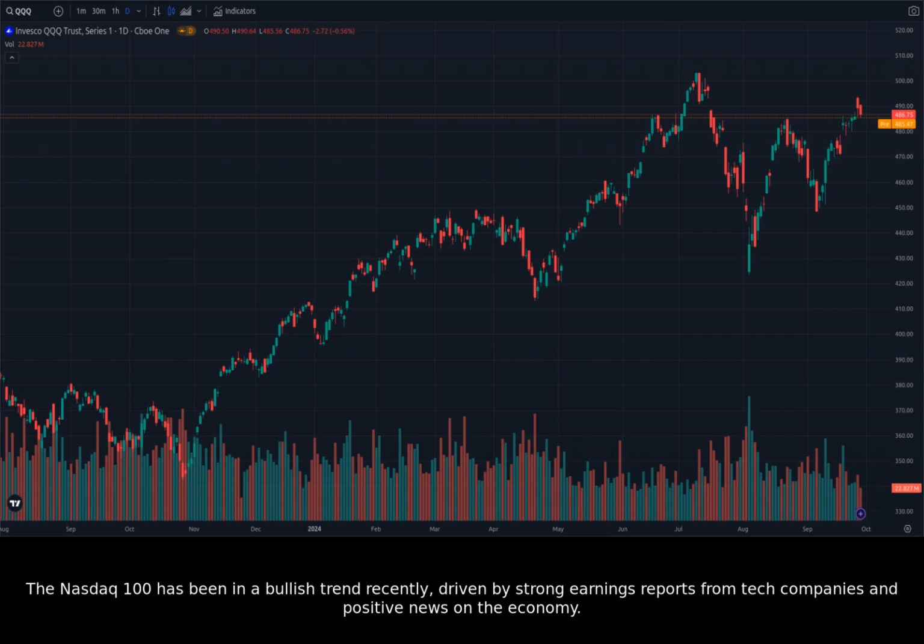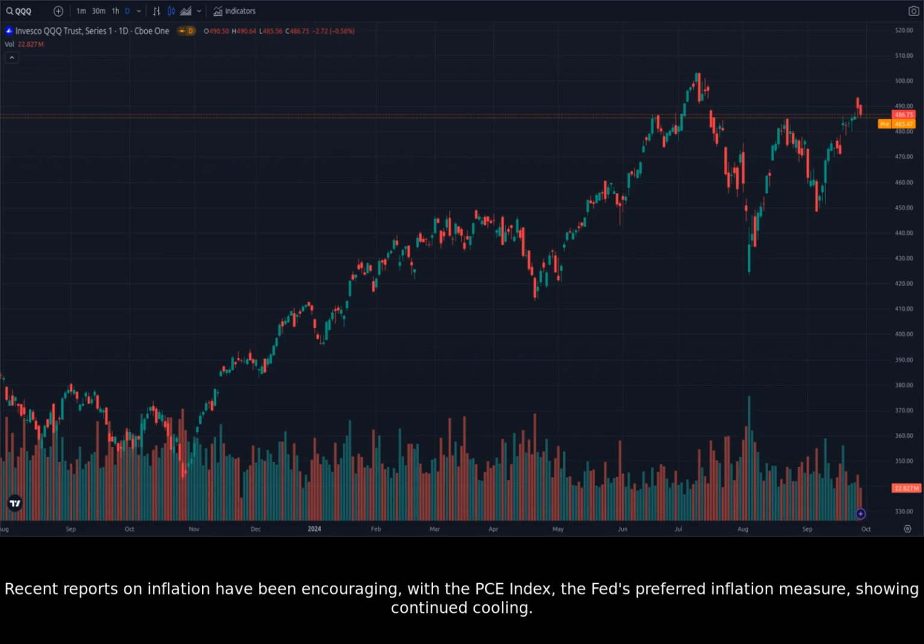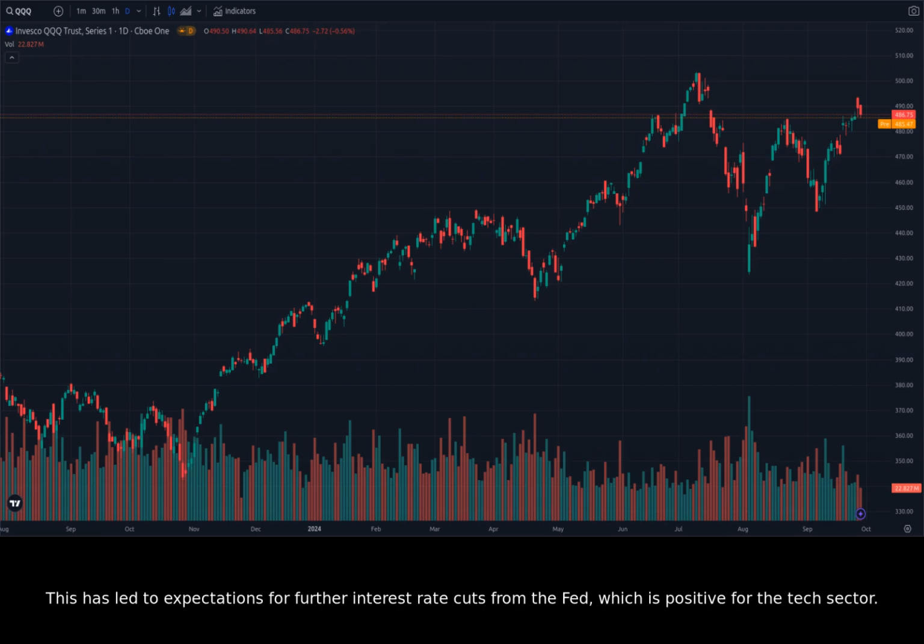The Nasdaq 100 has been in a bullish trend recently, driven by strong earnings reports from tech companies and positive news on the economy. Recent reports on inflation have been encouraging, with the PCE index, the Fed's preferred inflation measure, showing continued cooling. This has led to expectations for further interest rate cuts from the Fed, which is positive for the tech sector. However, some analysts are still concerned about potential economic slowdowns in the near future.